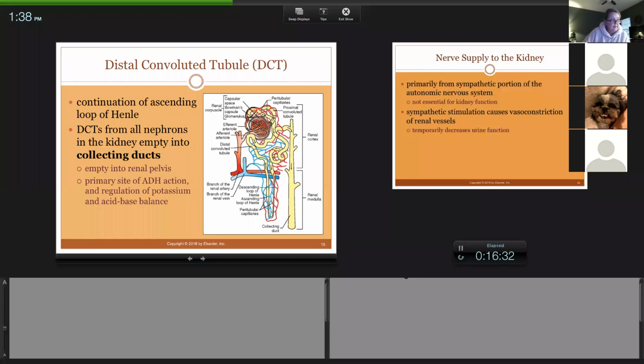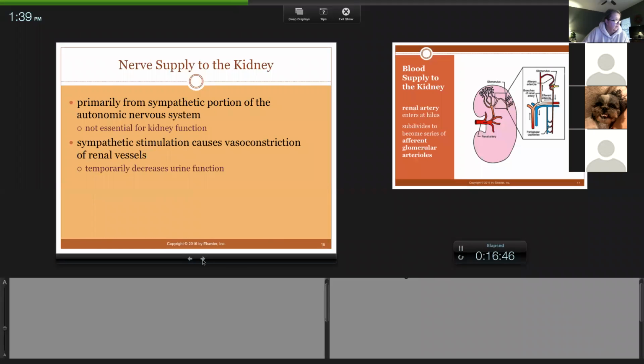And then again, once it's in the collecting duct, it's leaving. It's urine, it's gone. So at that point, the body can't really reclaim things that it wants to. Too late.